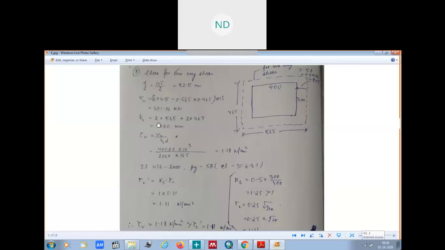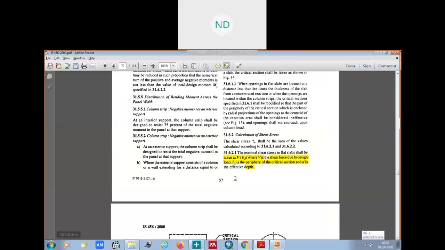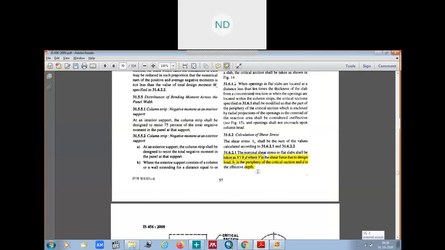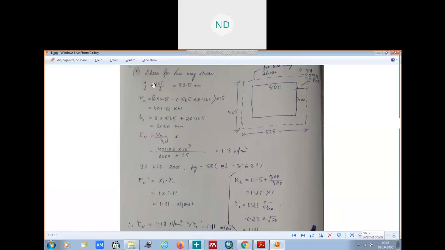Now, what is b0? See here, b0 is the periphery of the critical section. This is the periphery, which is 2 into 565, 565, plus 2 into 465, 465. So this much, which is 2060, the periphery of the critical section, and d is the effective depth. d we know, 165 we have taken here.